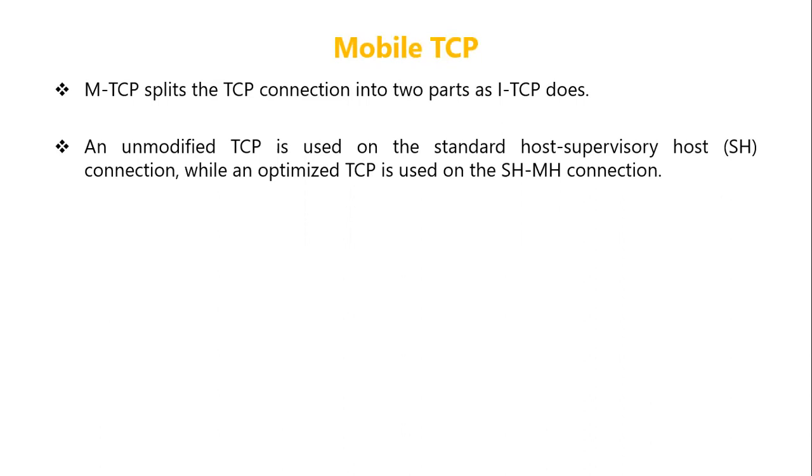An unmodified TCP is used on the standard host to supervisory host part. The supervisory host will be present in the foreign agent. Here we call the entity which controls and monitors the connection the supervisory host. An optimized TCP is used between the SH and MH connection. SH is the supervisory host and MH is the mobile host.